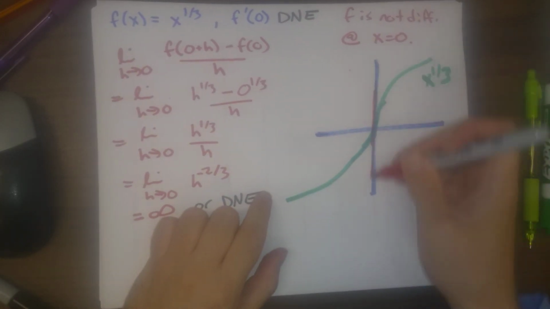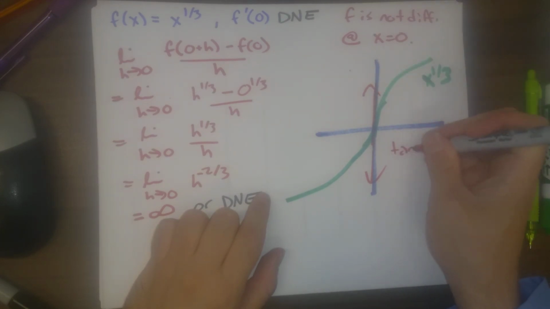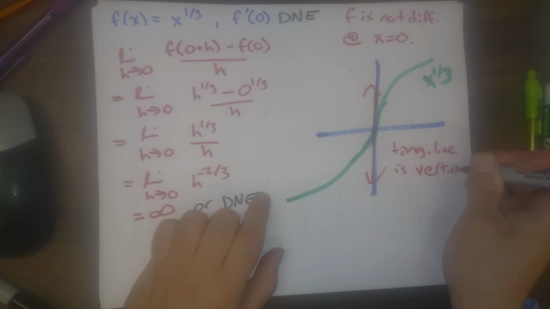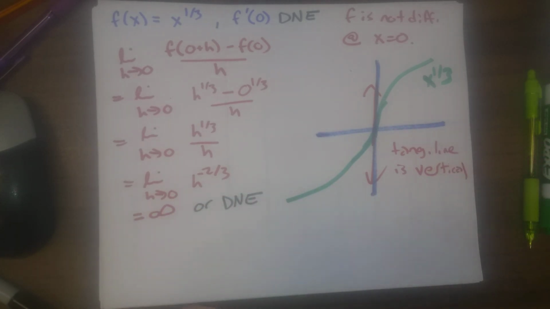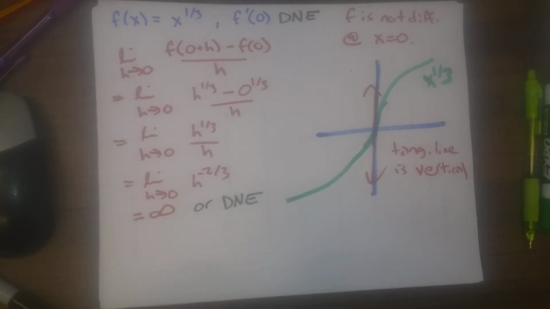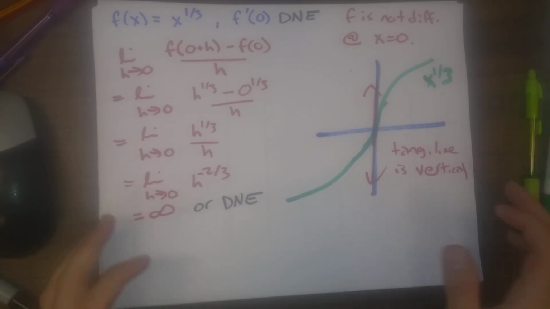So what's going on there? Tangent line is vertical. So I should say we don't want to say here that f prime of 0 is infinity. It's better for us to say f prime of 0 does not exist. f is not differentiable when x is equal to 0.